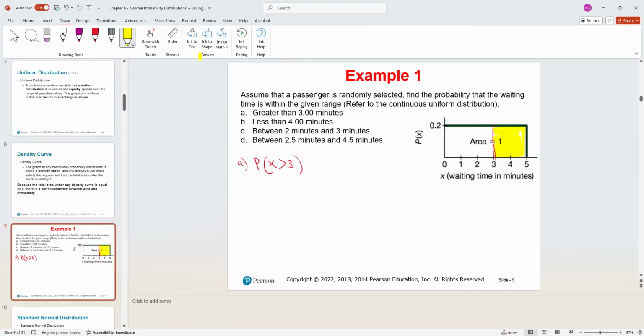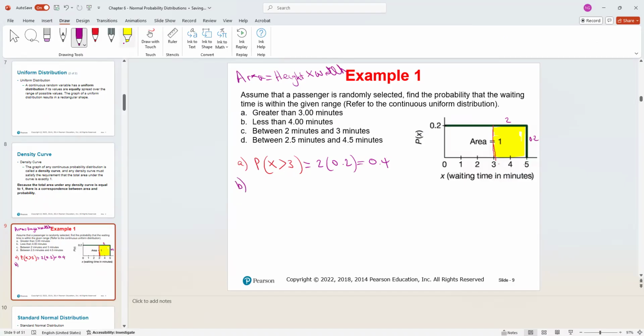Okay, remember, for us in this case, the height is 0.2, and the width is 1, 2, so this is 2. So for us, we're going to have 2 times 0.2, because the goal is to do length times height. Remember, area is height times width, because width, that's what we said. So for us, it's 0.4.